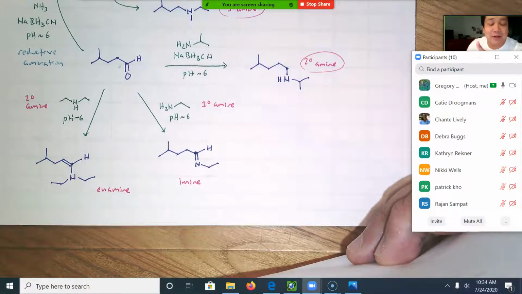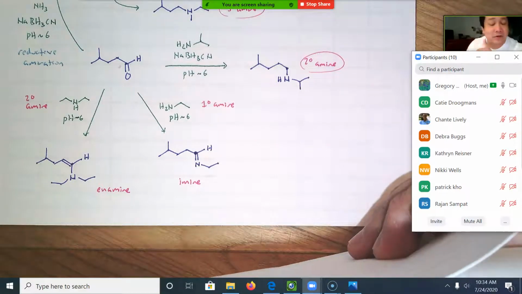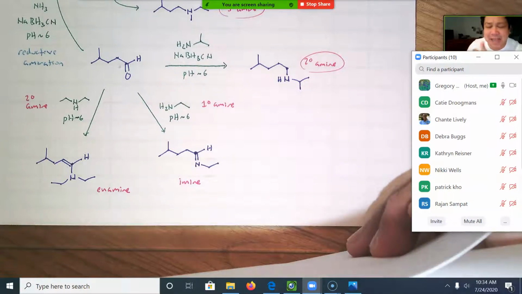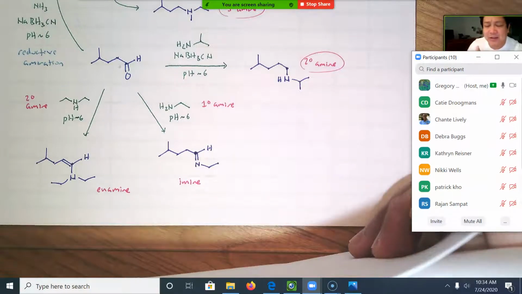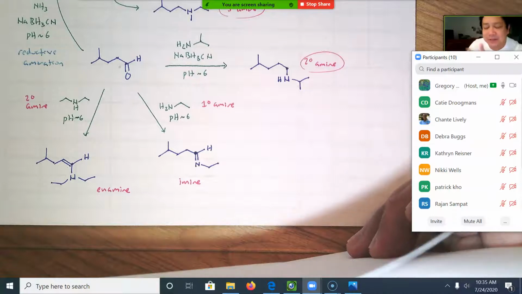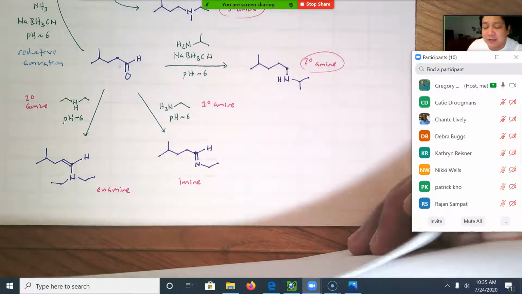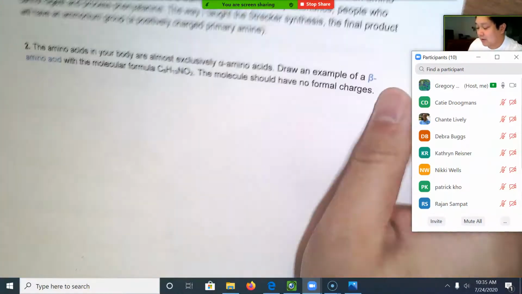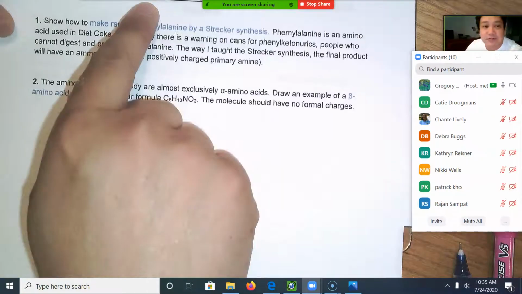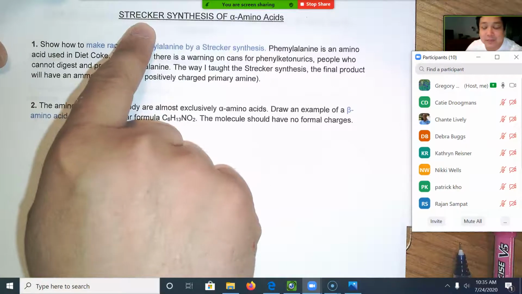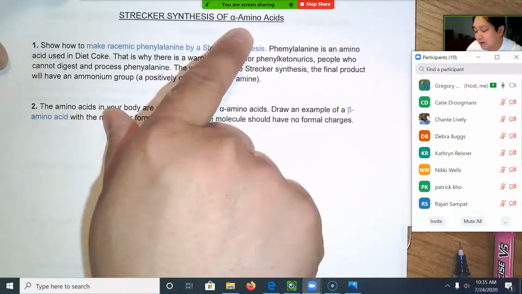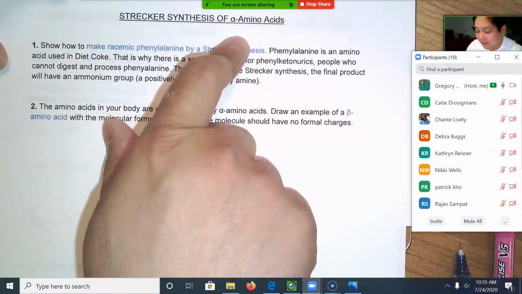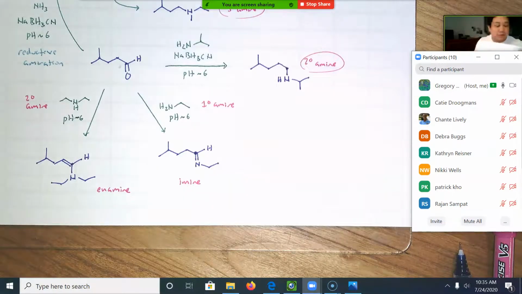Actually, Gabriel is not in your textbook either, but that definitely shows up sometimes on the MCATs, and also your DATs, your pharmacy exams, your dental school entrance exams. So Gabriel's not in your textbook, which is weird. Strecker is not in your textbook either. Strecker is really cool because you're making amino acids, which are the building blocks for proteins. Okay. Let me show you the Strecker.